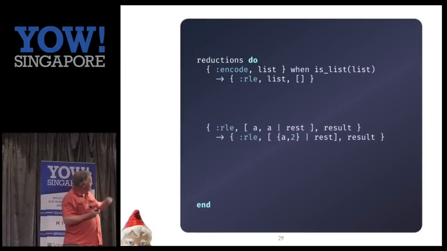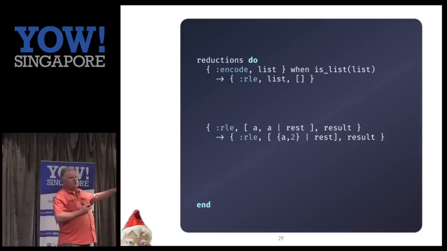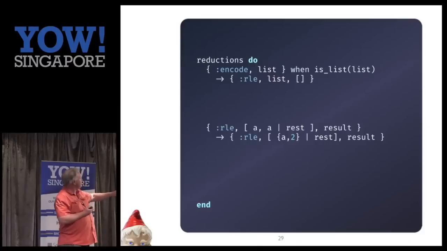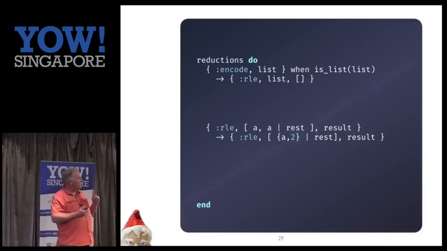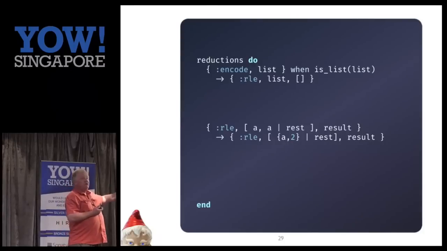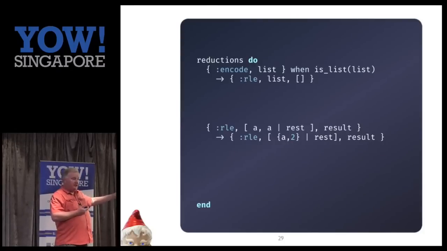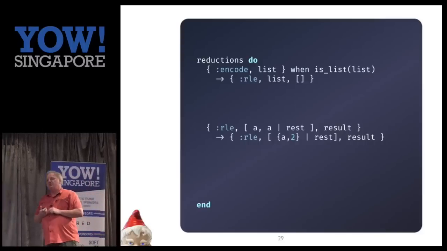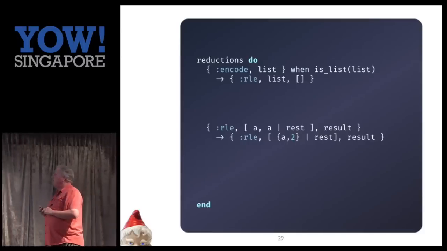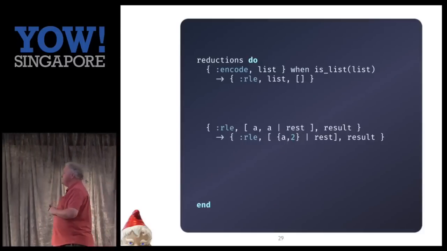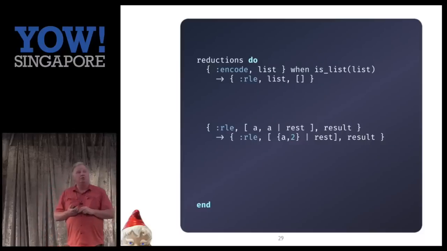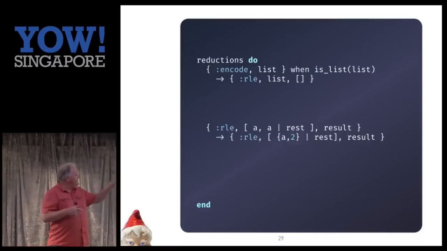So if I have a list that comes in where the first 2 elements are the same, this is a pattern match. The first time it comes across an unbound variable, which is A in this case, it will bind it to the head of the list. At this point, A has a bound value, so the pattern will only match if the second element of the list also equals the value in A. So this will only match a list where the first 2 elements are the same. And what it does is it then replaces that in the input with that tuple of A and 2.